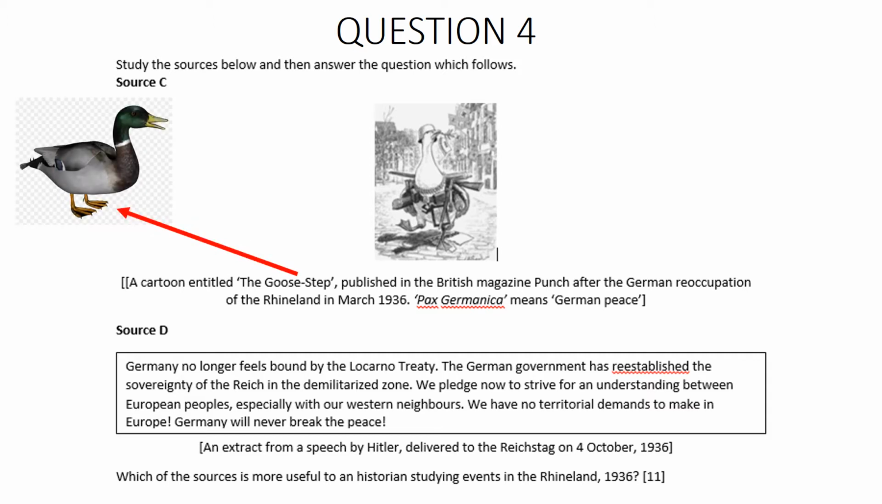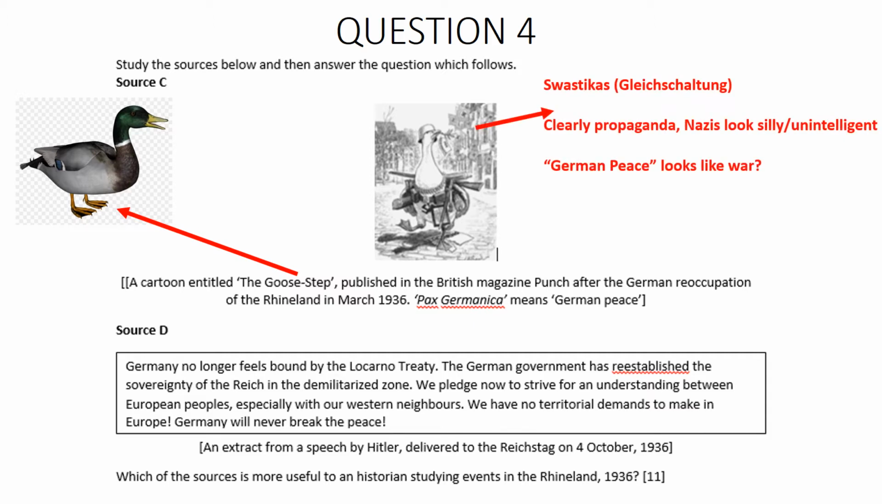So we need to make sure we're using the caption to identify the goose step. Many of us in the past have made a mistake calling this a duck. We need to use the caption to make sure we're getting that information correct. We should also be linking to policies that we know of. In the background, we can see loads of Nazi flags with swastikas, so we should be linking this to Gleichschaltung.